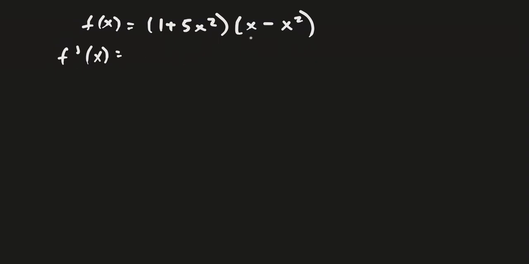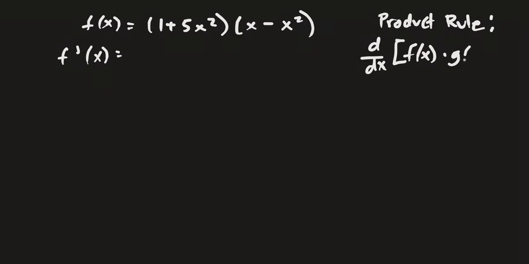Well, in order to find the derivative of this function, I would need the product rule since I'm multiplying these two individual parts. So the product rule is as follows. D by dx of f of x times g of x is equal to, so you might be guessing that it's just the derivative of f of x times the derivative of g of x. Well, actually, this is not right.